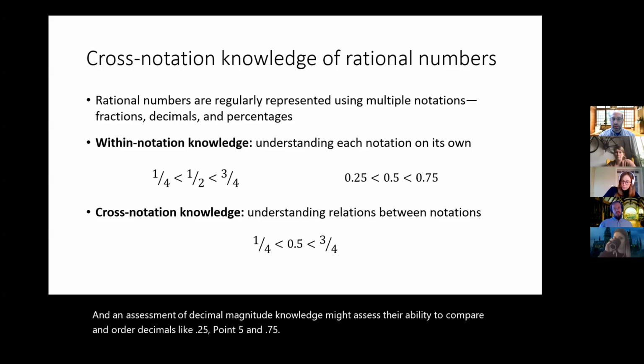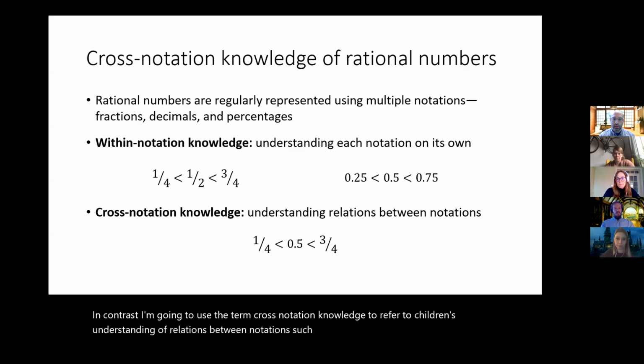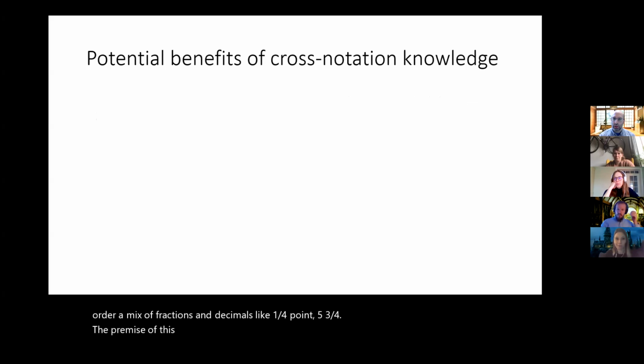In contrast, I'm going to use the term cross-notation knowledge to refer to children's understanding of relations between notations, such as their ability correctly to compare and order a mix of fractions and decimals like 1/4, 0.5, and 3/4. And the premise of this project is that cross-notation knowledge, though challenging to acquire, might offer benefits to students who do acquire it. And I'd like to highlight two potential benefits of cross-notation knowledge.